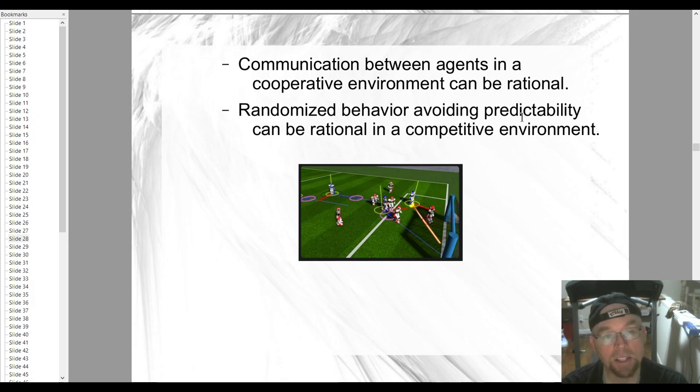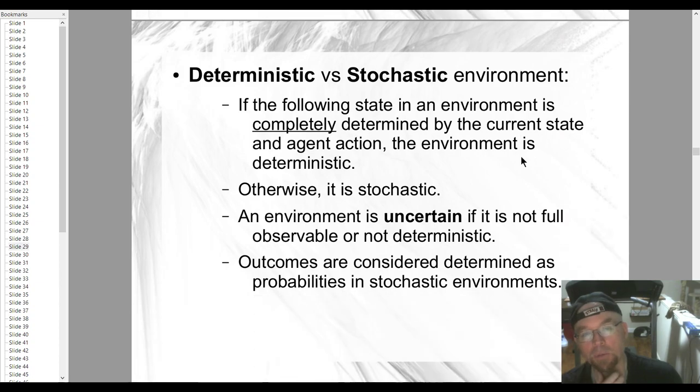Sometimes randomizing the behavior can be rational if you're in a competitive environment. If you're playing your first-person shooter and you always know that the AI is going to dodge left or dodge right, then it's going to be an easy game to beat, because you know the patterns. So introducing some randomization to make it less predictable is definitely a rational thing to do.